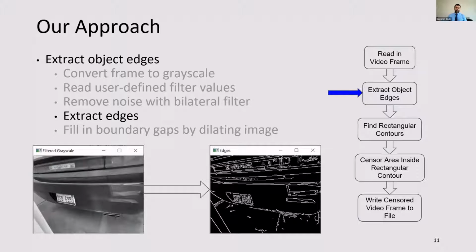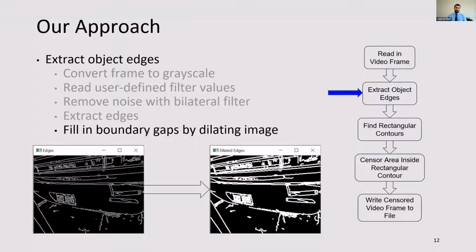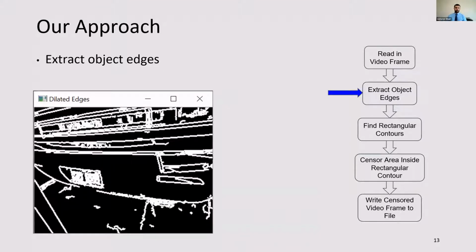So here's what the image edges look like on the bottom right. And after we pull those image edges out, what we do is we take a dilating kernel and run it over the full image to fill in any boundary gaps that might exist in that edges image. So here is the final dilated edges image that we extracted from the original video frame.